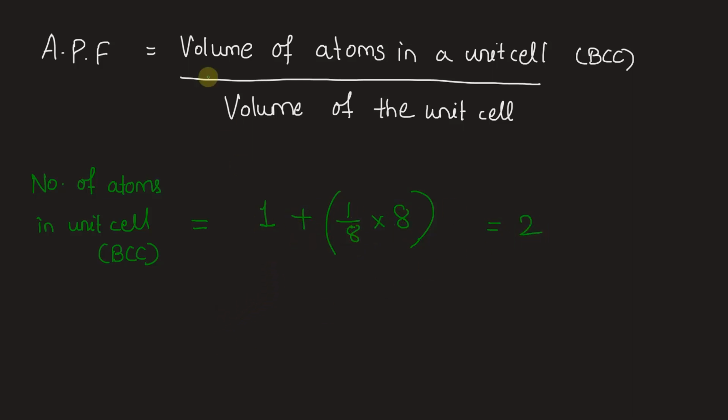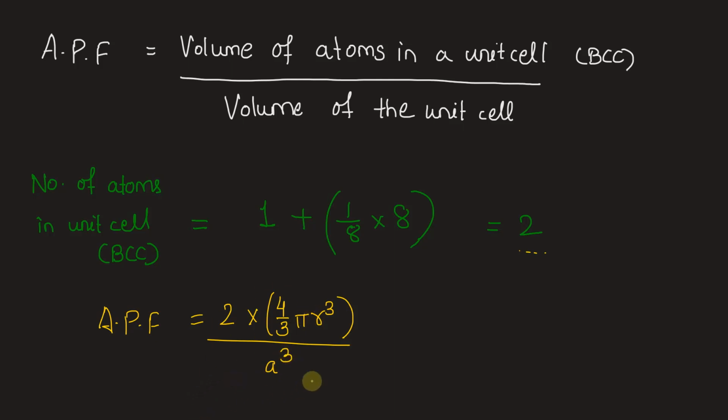Now we know that there are 2 atoms, so we can find the volume of these atoms by taking the radius of the atom to be r and its geometry to be spherical. So atomic packing fraction is equal to 2 atoms into the volume of one atom, which is 4/3 pi r cube, where r is the radius of the spherical atom, divided by the volume of the unit cell. If we consider that a is the side of the cube inside which the atoms are situated, the volume of that cube is a cube.